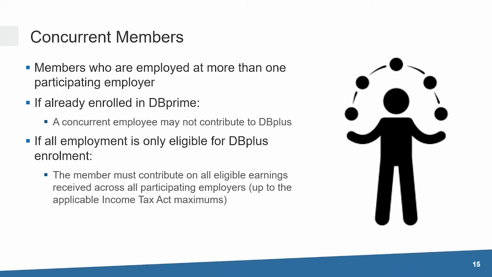On the other hand, if a full-time or part-time employee already enrolled in DBplus starts working an additional full or part-time position with another CAT employer that offers DBplus only, not only can they enroll with the new employer, they must enroll and contribute to the plan. Their DBplus contributions will be calculated based on all of their earnings across all of their CAT employers up to the ITA money purchase limit.